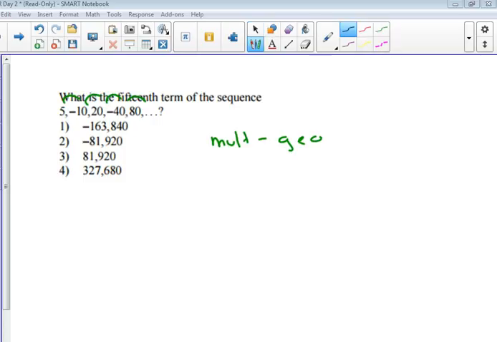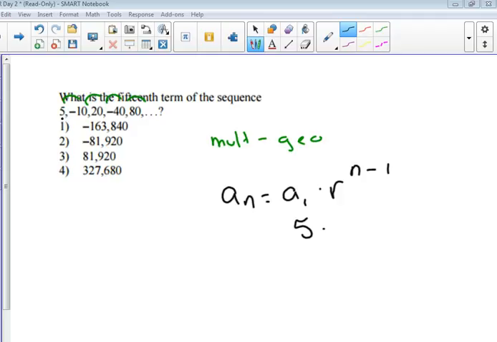Ashlyn, what do you think? You got it. Good job. Perfect. You've got to know your formula. Now, with our geometric sequence, we need to fill things in. A sub 1 is always the first term. 5, that's what you're starting with. 5 times -2.